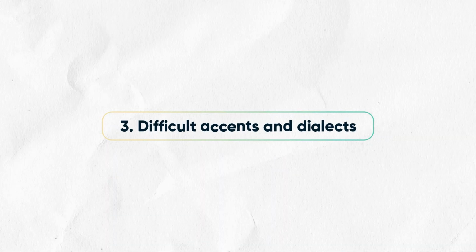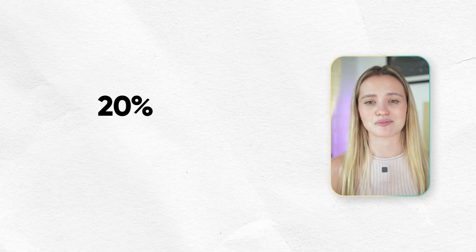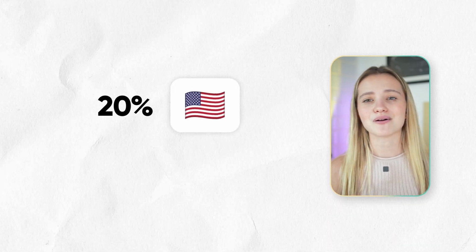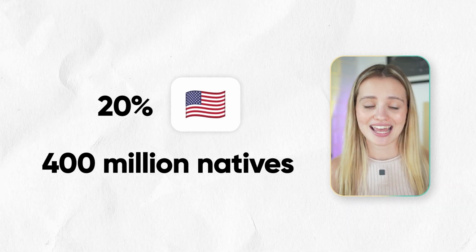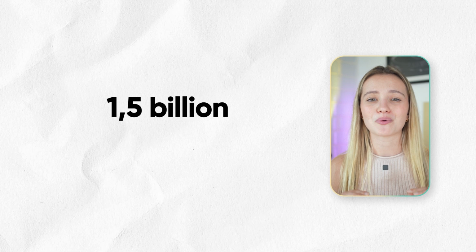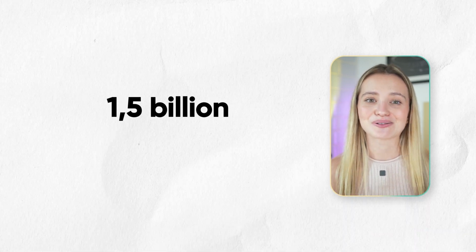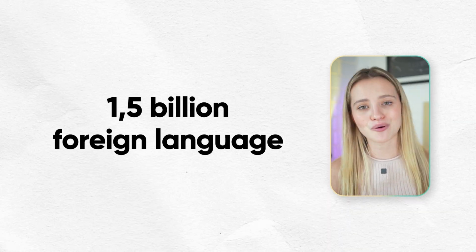Reason number 3 is difficult accents and dialects. Approximately 20% of the world's population speaks English, which means that around 400 million people speak this language natively, and an additional 1.5 billion who speak it as their second language or their foreign language. And yes, sometimes because of that, we have problems with comprehension, because there are so many different people and every single person has their unique accent, this unique way they pronounce words, their unique dialect and stuff like that.